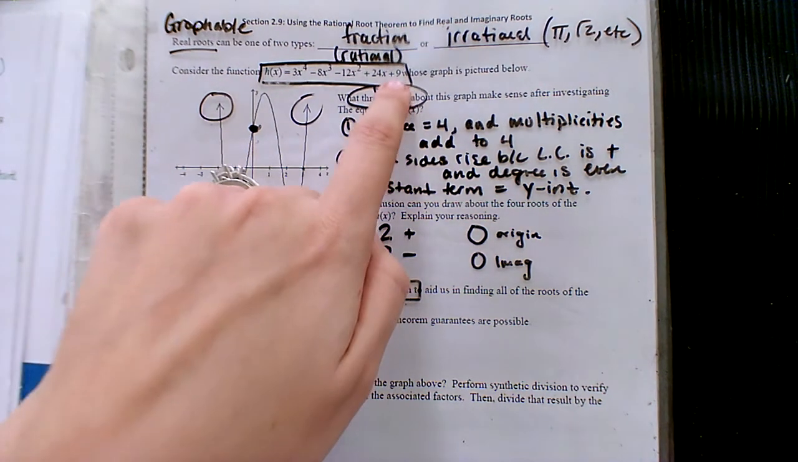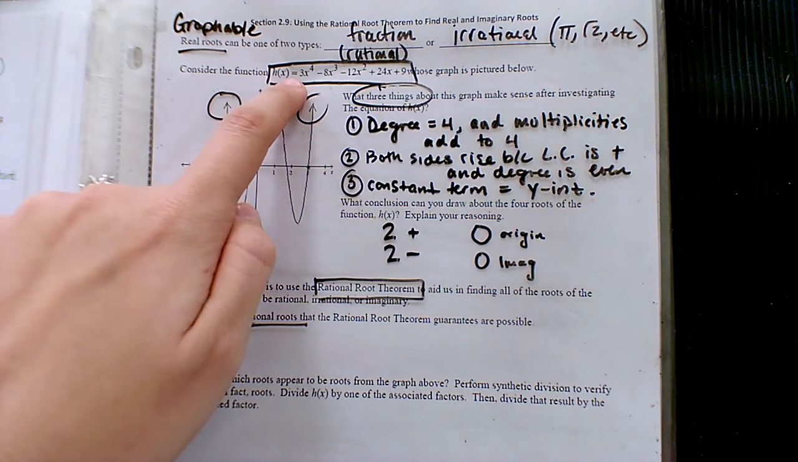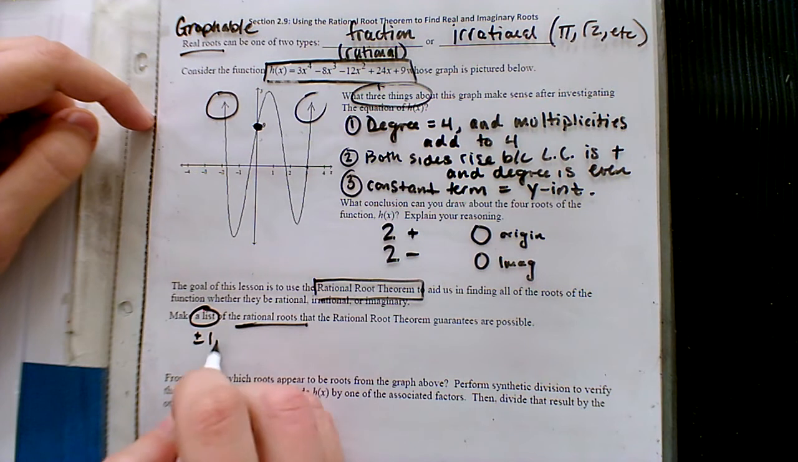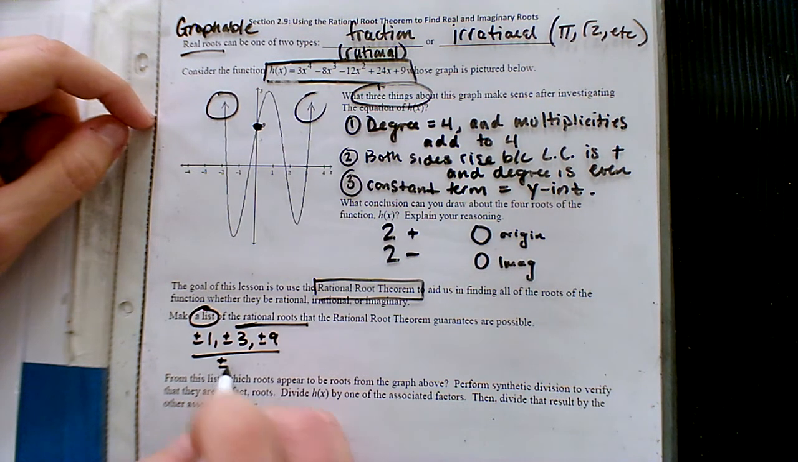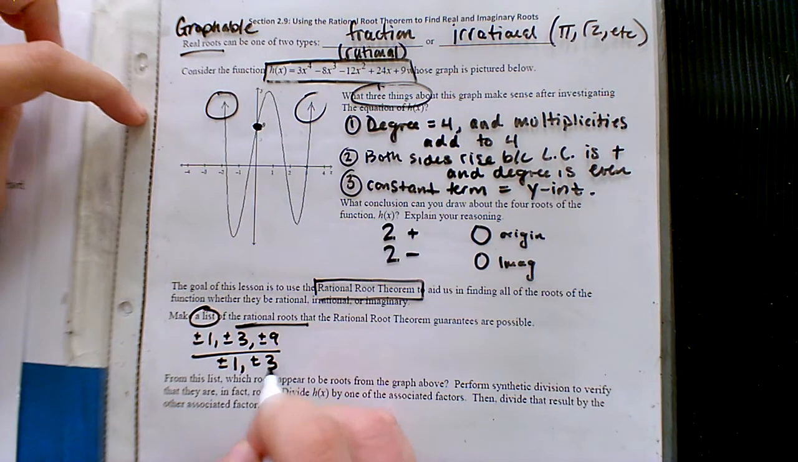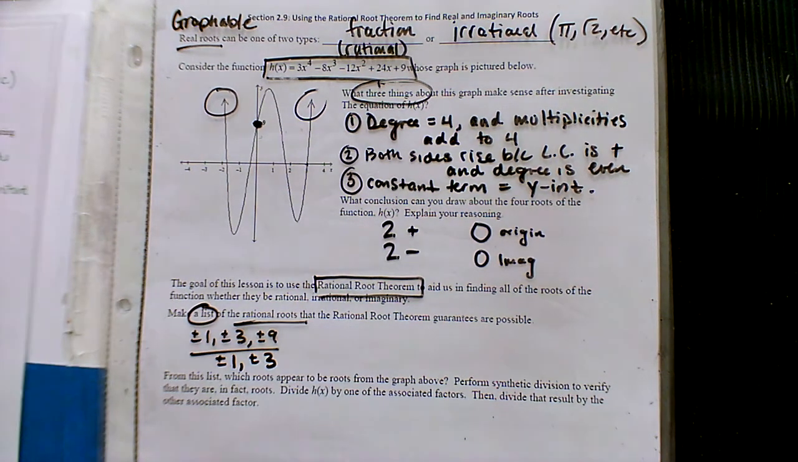Okay, so we're going to take factors of 9, that constant term, and divide them by factors of the leading coefficient, which would be 3. So factors of 9, plus or minus 1, plus or minus 3, plus or minus 9. And then factors of 3, plus or minus 1 and plus or minus 3.